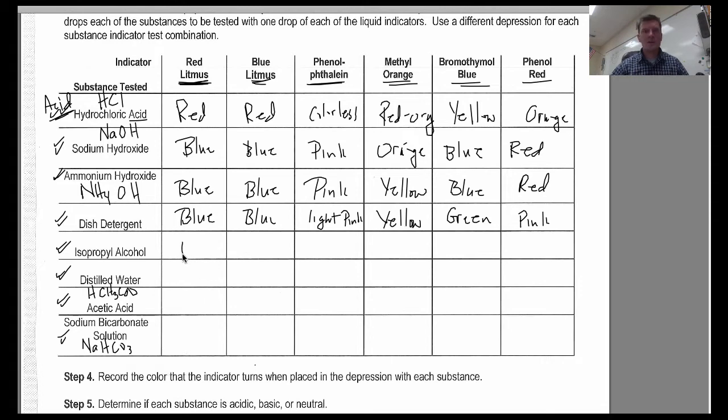Isopropyl alcohol was red. This was blue. Turned blue. And then we had colorless. Colorless. Orange. This was blue and yellow. Okay.